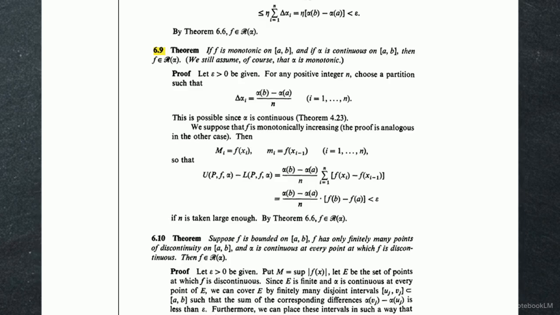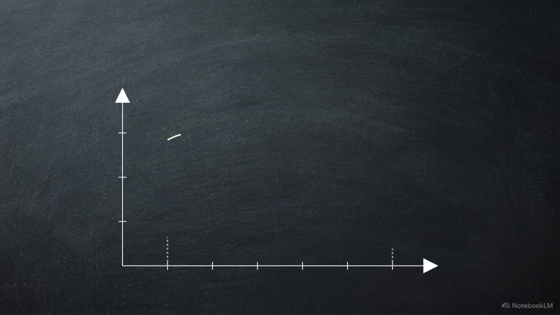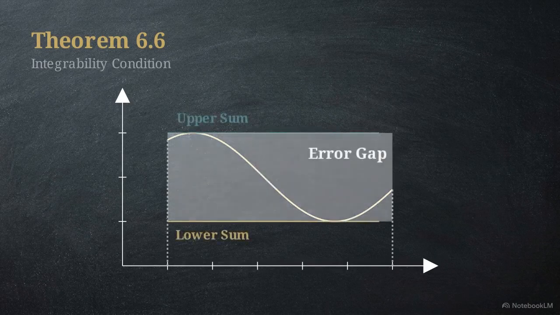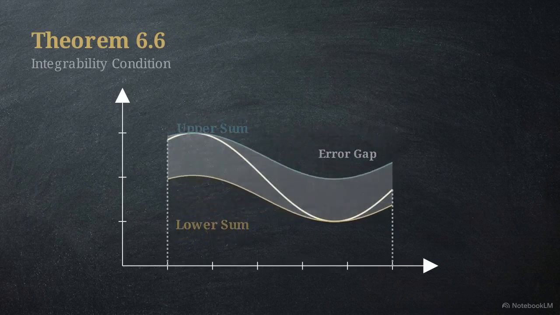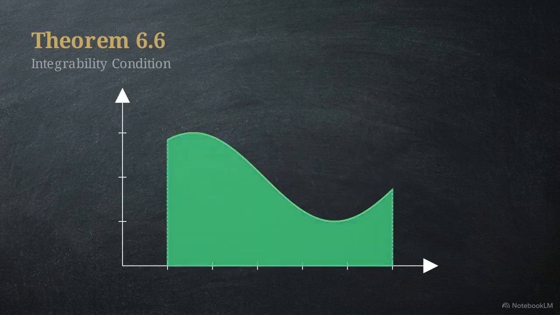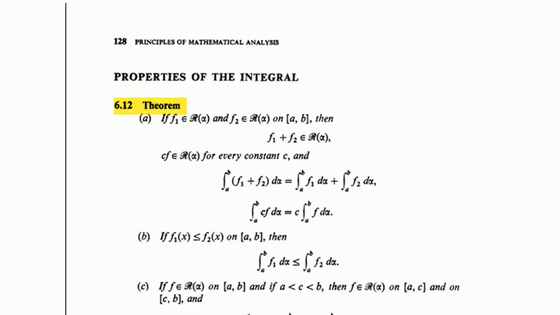Theorems 6.9 and 6.10 confirm that continuous functions and monotonic functions both pass this squeeze test. Theorem 6.6 is the analytical gatekeeper. It proves that if the error between the upper and lower sums can be forced toward zero, the true area is permanently trapped. With integrability established, theorem 6.12 defines the mechanical properties of the integral.